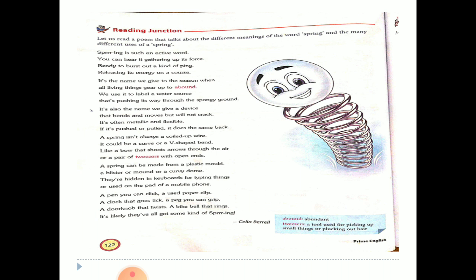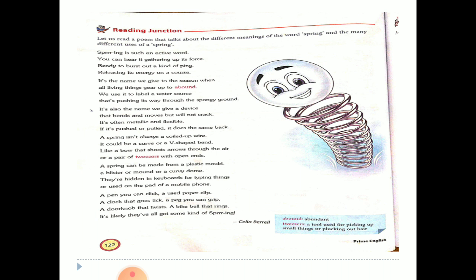Now, students, can you see the picture? And I hope everybody has seen a spring and what is the use of a spring and what it is all about. Springing is such an active word. Now here the poet is saying that spring is such an active verb because whenever you press the spring, it immediately comes out and goes. You must have seen it goes up and down. So in this way the poet is saying that it is such an active word.